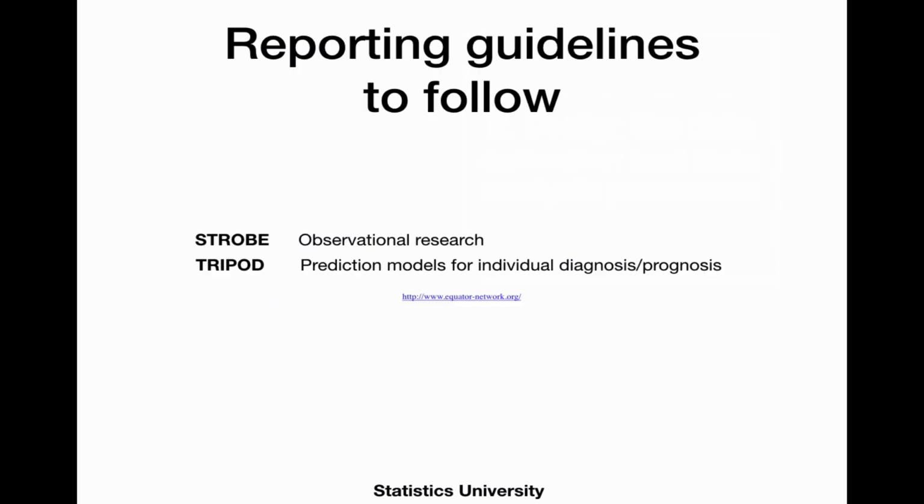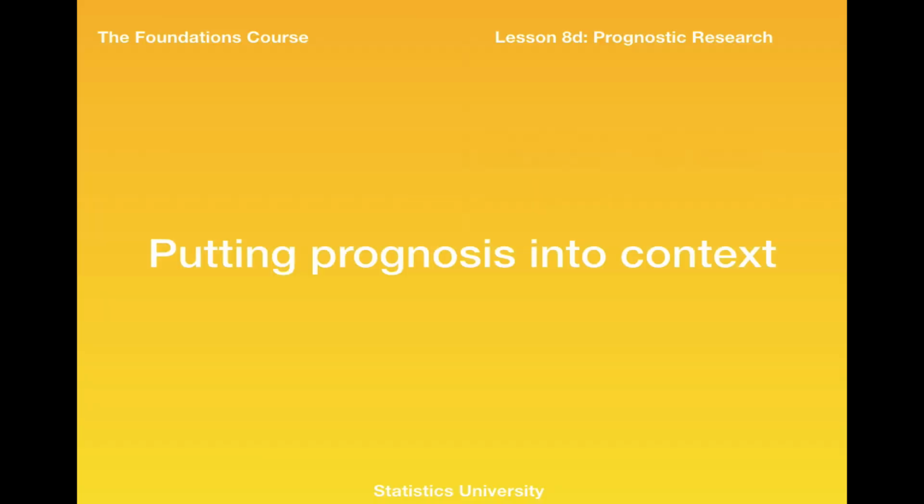ratios. You should use the STROBE criteria since prognostic research is observational research, but in addition you should also follow the TRIPOD guidelines on prediction models for individual diagnosis and prognosis. Now let's start by putting prognosis into the right research context.